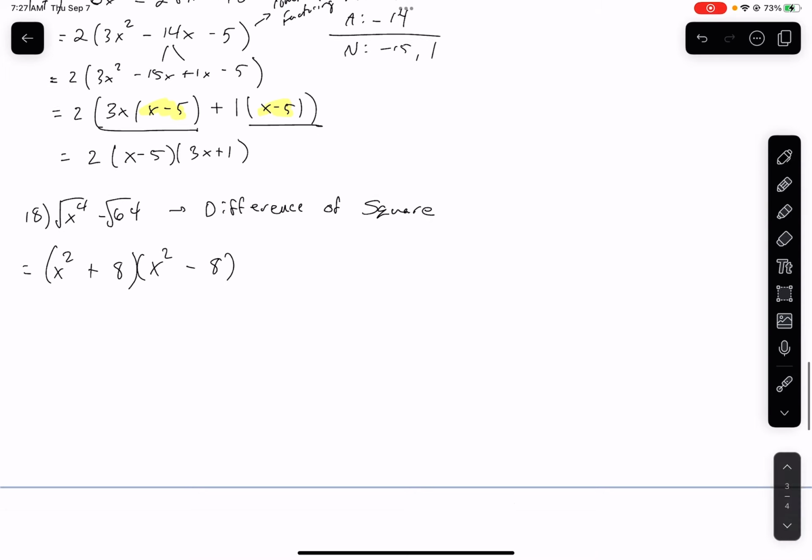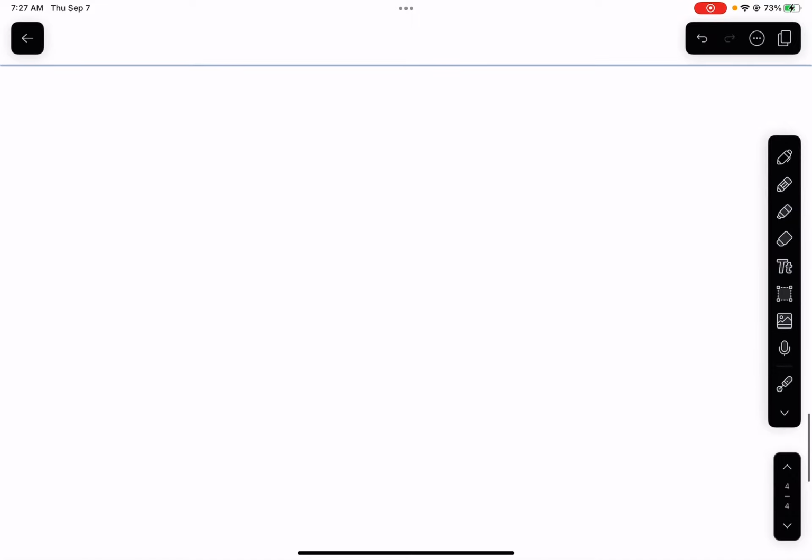I'm just going to scroll down because number 19 is going to require a little bit more work. So we're going to start on a new page here. 19 is quite a tricky one. It got me for a bit of time.